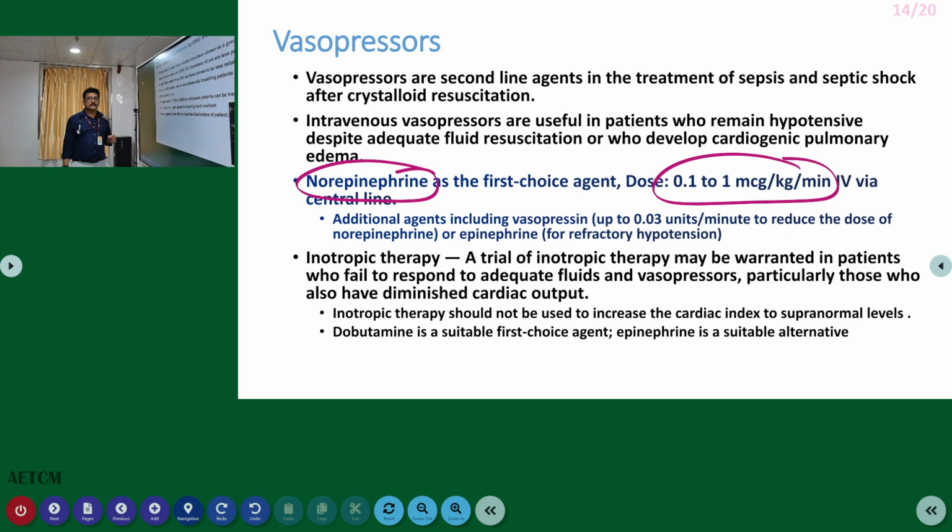The next drug will be vasopressin. After initial noradrenaline, you can go for vasopressin. Then the next drug.